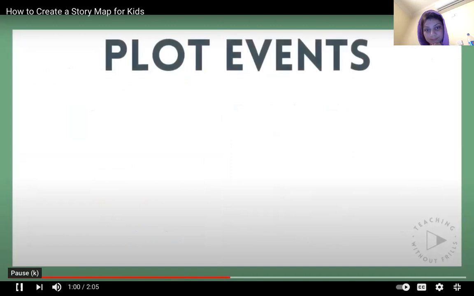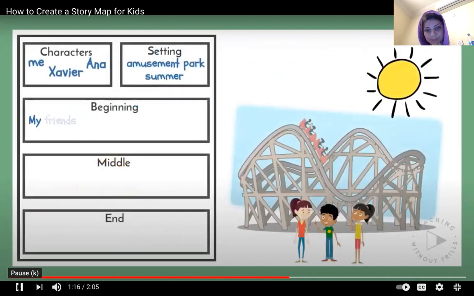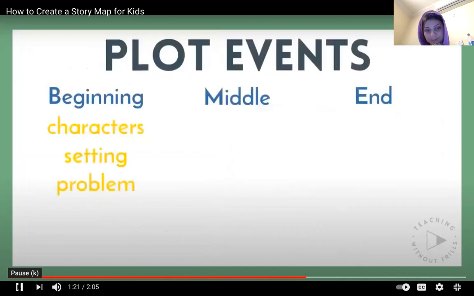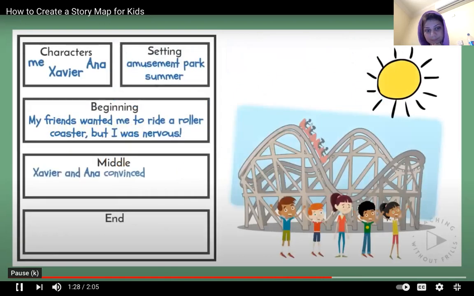Your story map should also briefly describe the important plot events that happened in the beginning, middle, and end of your story. In the beginning, you should introduce the characters and setting and a problem the characters face. In my story, my friends wanted me to ride a roller coaster, but I was nervous. In the middle, you can briefly describe what happens before the problem is resolved.